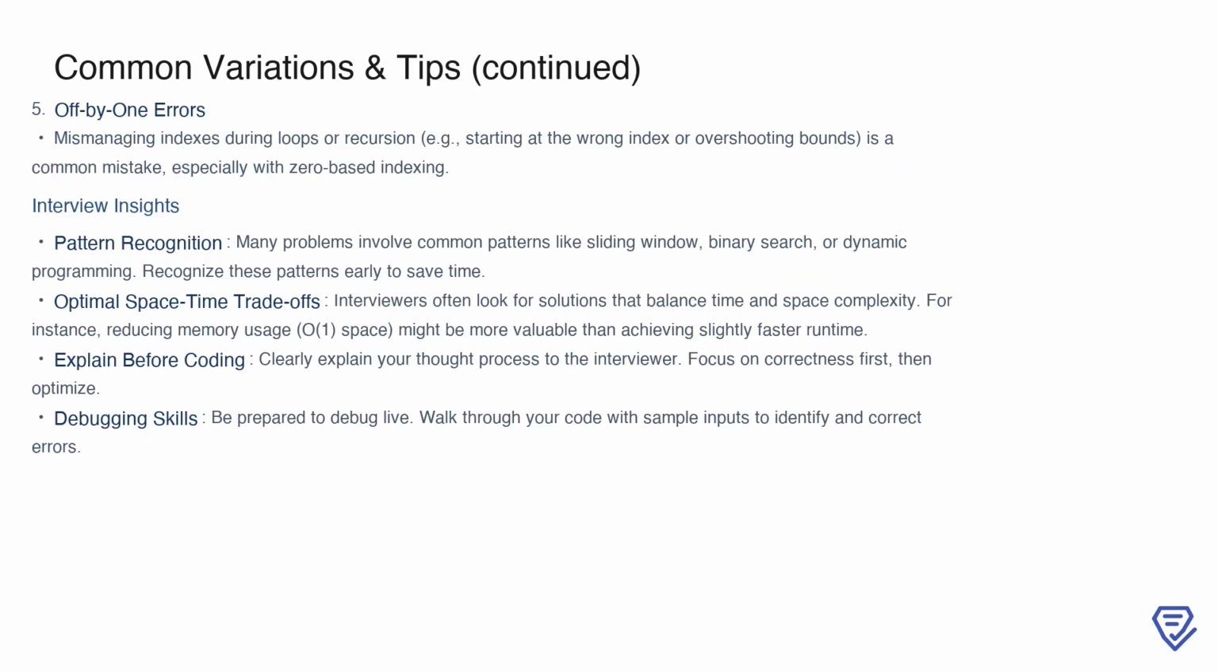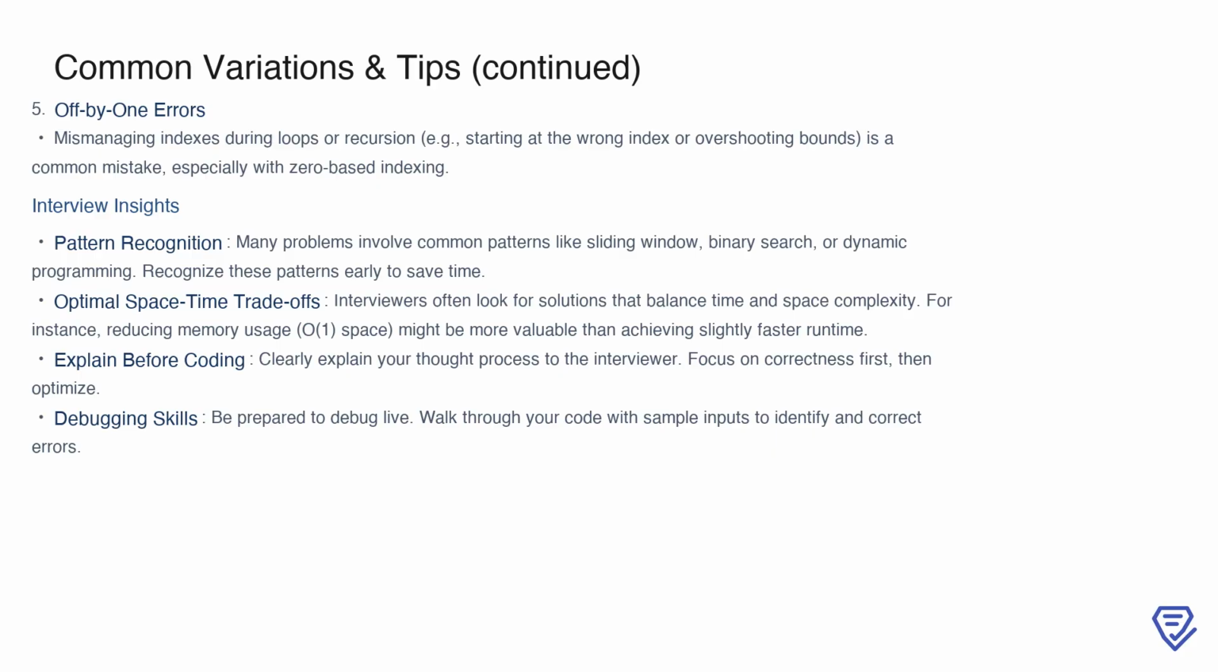Another frequent issue is off-by-one errors, which can arise when managing indexes during loops or recursion. These occur when you start at the wrong index, overshoot array bounds, or miscalculate conditions in zero-based indexing. Paying close attention to the boundaries of your loops can help avoid these errors.